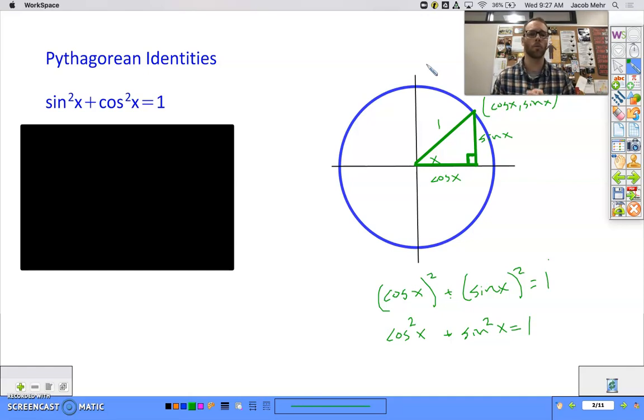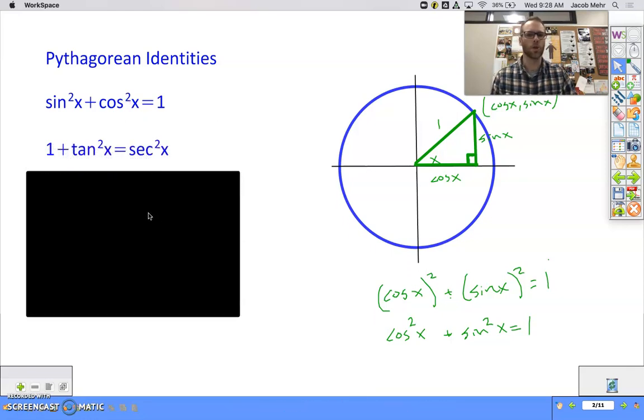This is one of our favorite identities, one that we use quite a bit, and it's just got to be engraved in your mind for the future. Okay, super useful. Now, we have a couple other Pythagorean identities.